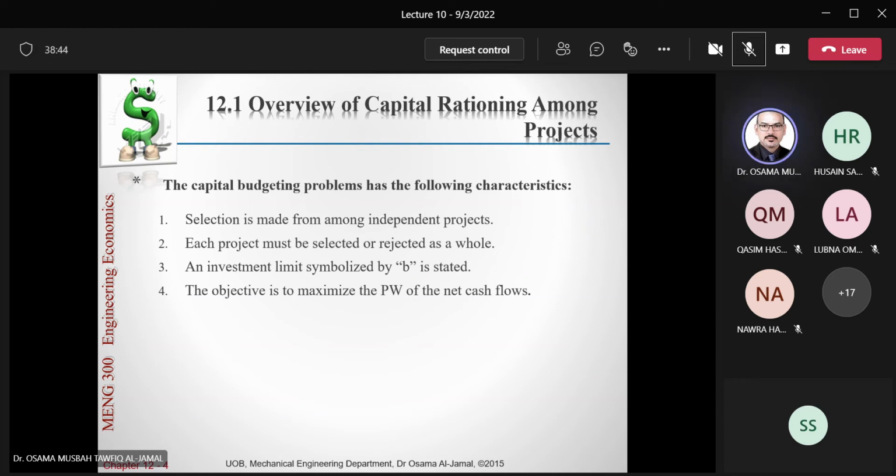But if you want to start a business for renting cars, here you're going to go for so many cars to fit your business within a limited budget available. So those cars will be, at the end, independent projects. Selecting one car will not affect selecting the second one, the third one, the fourth one. What will affect here? The budget available. Each project must be selected or rejected as a whole.